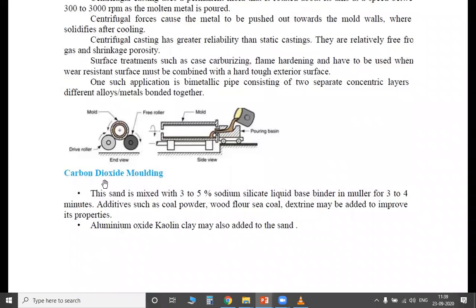In the next class, we will learn about carbon dioxide molding. It is mainly sand mixed with 3 to 5% sodium silicate liquid. I think it is not covered in your PT syllabus also. So it is carbon dioxide molding, we will see it in the next class. Aluminum oxide and kaolin clay may also be added to the sand.